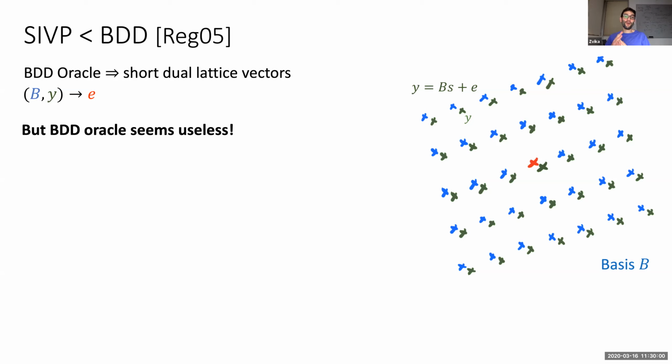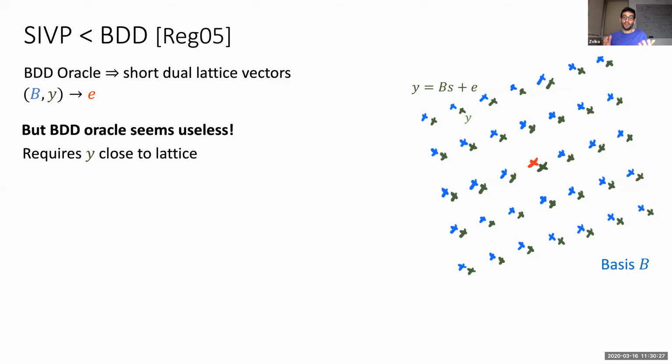Good. So the first thing that we notice when we try to do something with a BDD oracle is that it seems kind of useless when you try to play with it, because in order to use a BDD oracle, I need to feed it with a lattice. I need to give it a basis for the lattice B, and also the point Y, which needs to be close to the lattice. How do I generate this point Y?